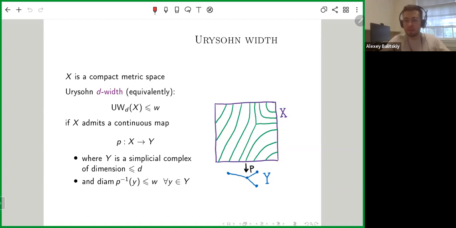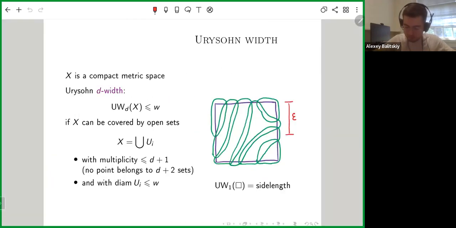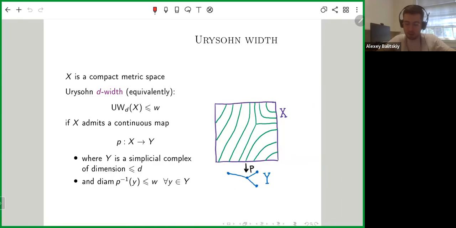Yeah, it doesn't have to be immediately clear why this definition is equivalent to the previous one, but it's a reasonably short exercise to check that. In one direction, having an open cover of your set, you can postulate the nerve of this cover and come up with a subordinate partition of unity, which will give you such a mapping. And in the other direction, you can just think of those fibers.